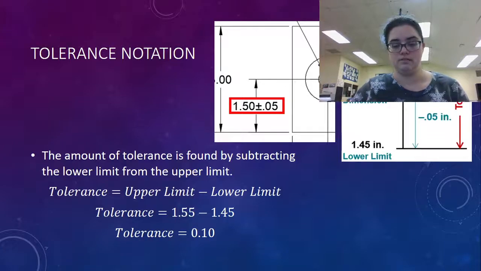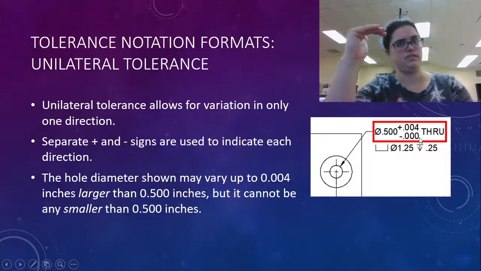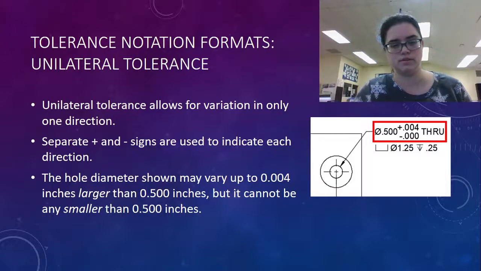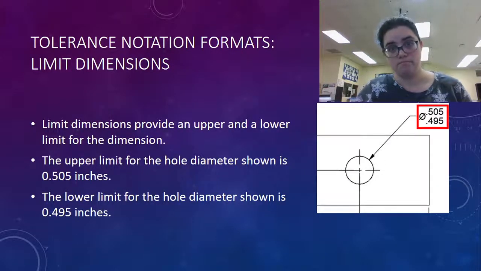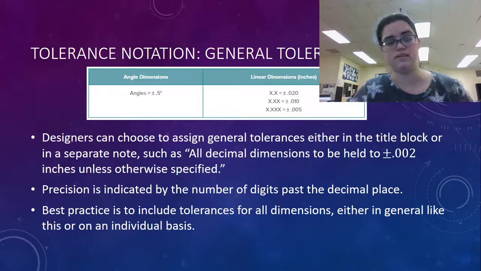If you have a unilateral tolerance, and I go 0.004 and the other one's 0, well, the difference between them is going to be 0.004. That's just the way it works. You can always take your upper and lower limits and subtract them, and that's a good plan. That'll work for you every time.